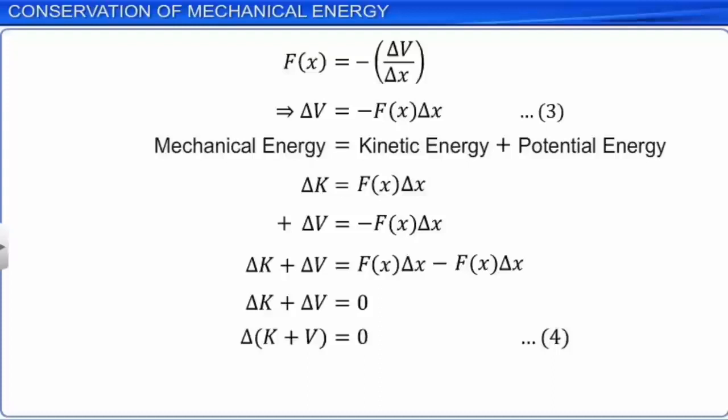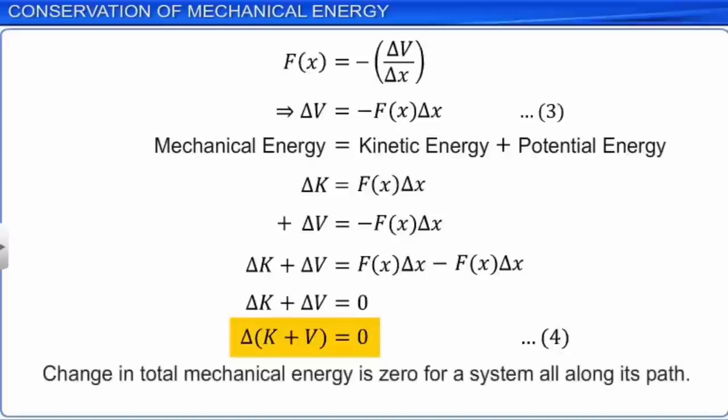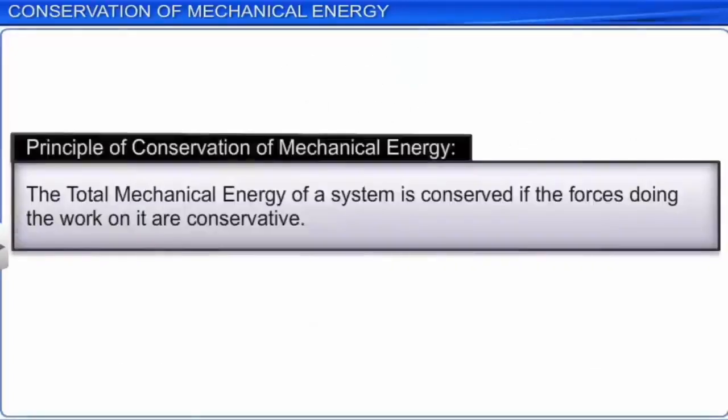Since K + V is the total mechanical energy, we can say from equation 4 that the change in total mechanical energy is 0 for a system all along its path. This is the principle of conservation of mechanical energy, which states that the total mechanical energy of a system is conserved if the forces doing the work on it are conservative.